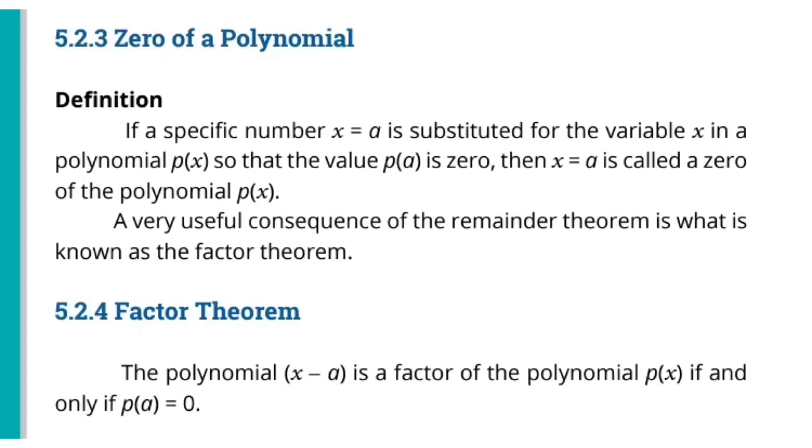The definition of zero of a polynomial is: if a specific number x is equal to a is substituted for the variable x in a polynomial p of x, so that the value of p of a is 0, then x is equal to a is called a zero of the polynomial. To understand this, we take an example.